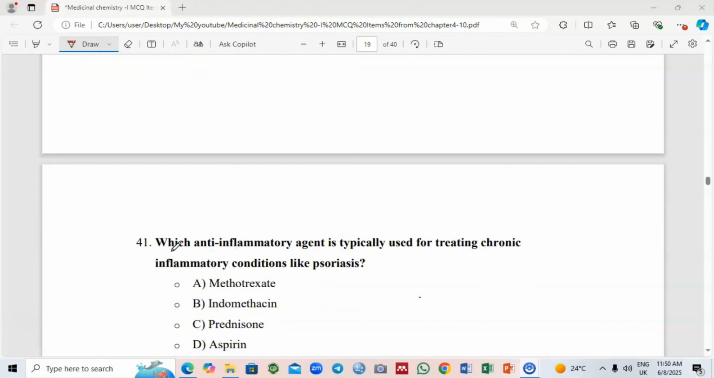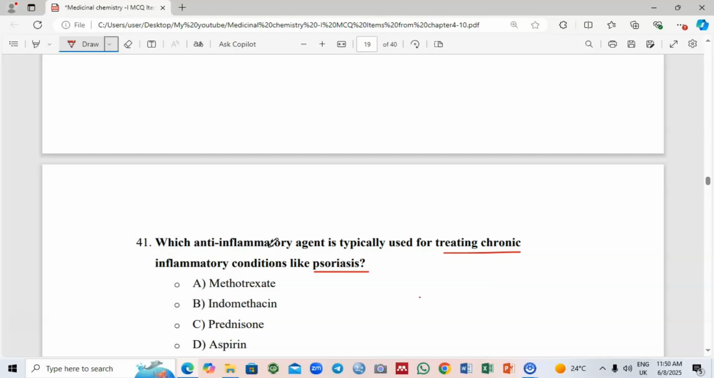Question number 41. Which anti-inflammatory agent is typically used for treating a chronic inflammatory condition like psoriasis? A. Methotrexate. B. Indomethacin, prednisone, and aspirin.